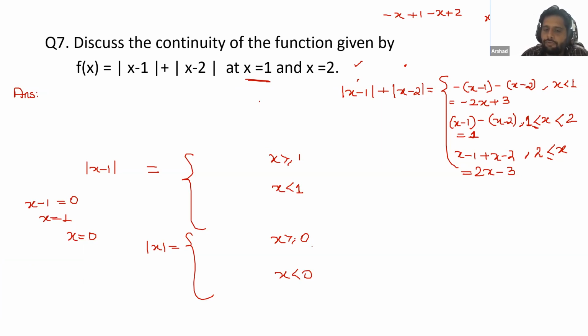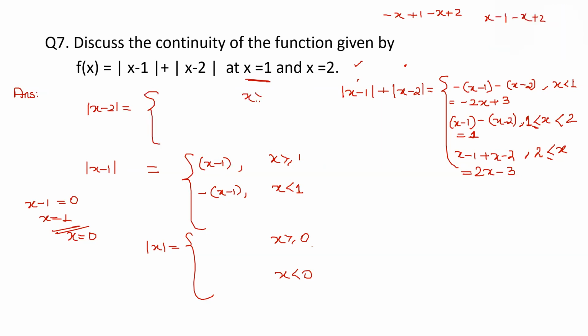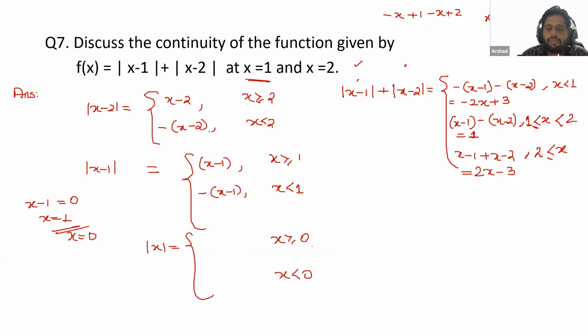So how will you get that reference point? Always equate whatever is there in the mod with 0. So here we get 1. So x is greater than 1, and less than 1. For greater than 1, it will be x minus 1, and for less than 1, it will be minus x minus 1. This is clear? Yes, sir. Now, similarly for modulus of x minus 2, what will be the reference point? 2, sir. x greater than or equal to 2 and x less than 2. So this we will get x minus 2, and this we will get minus x minus 2.